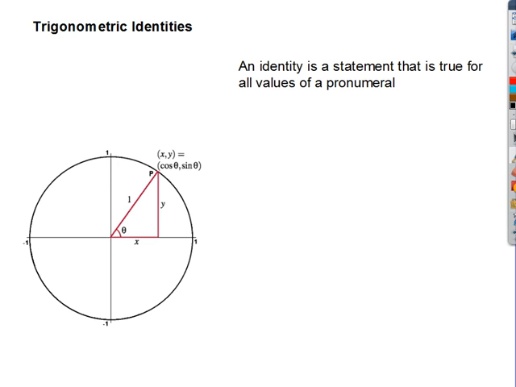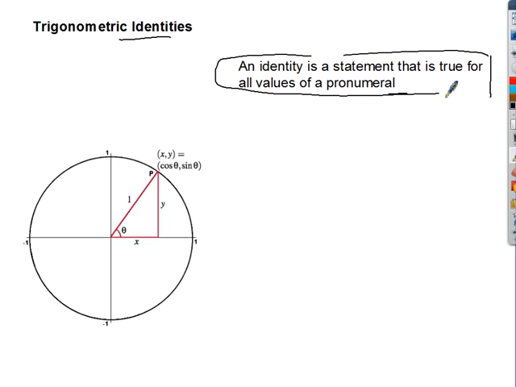Well, an identity, any kind of identity, is simply a statement that is shown to be true for all values of a pronumeral. So we're going to discover some statements that are true for all values of theta, all values of the angle, in trig identities generally. So we already know one.